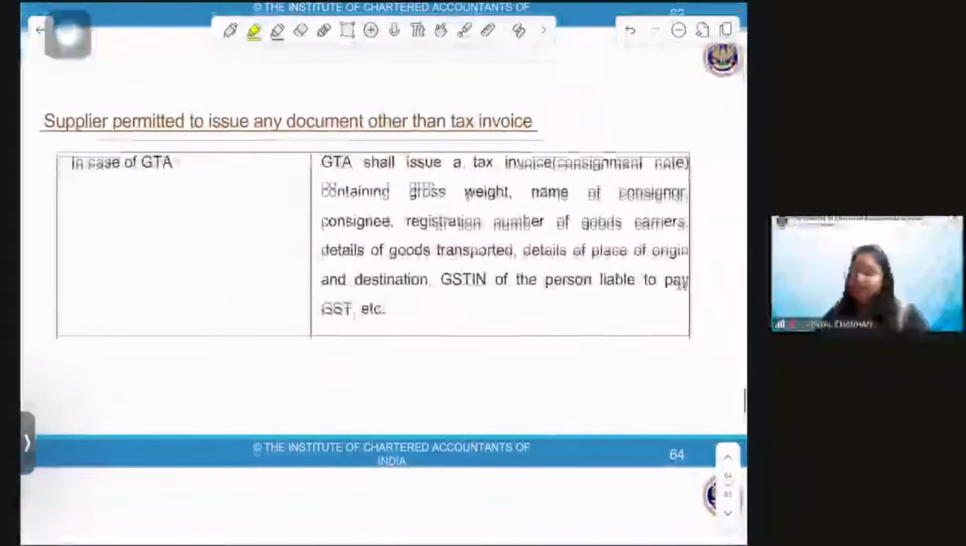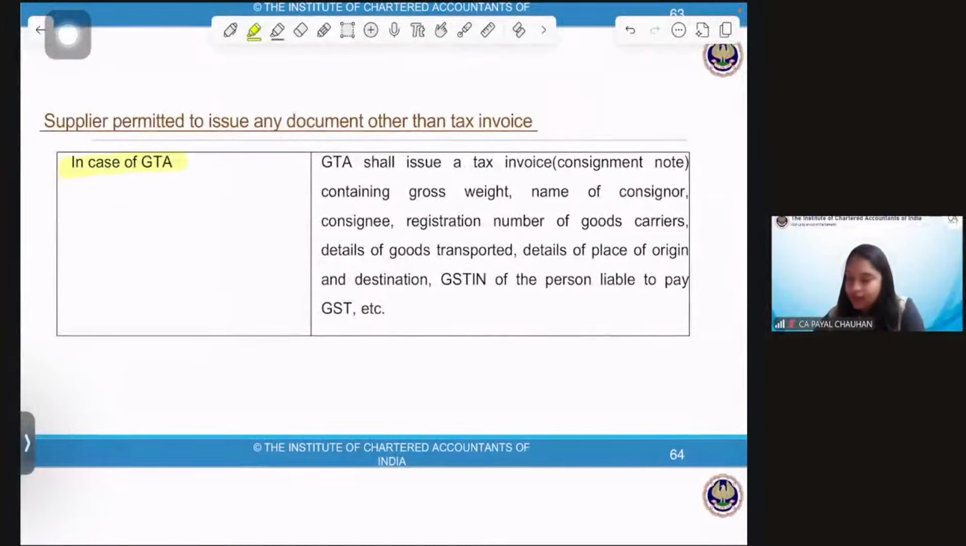Now, the next, in case of GTA, Goods Transport Agency, the GTA shall issue a tax invoice, which is known as a consignment note, containing gross weight which is to be transported, name of the consigner, consignee, registration number of the goods carriage, details of goods transported, details of place of origin and destination, and GSTIN of the person who is liable to pay GST. These are certain information which should be there on the note issued by the GTA.